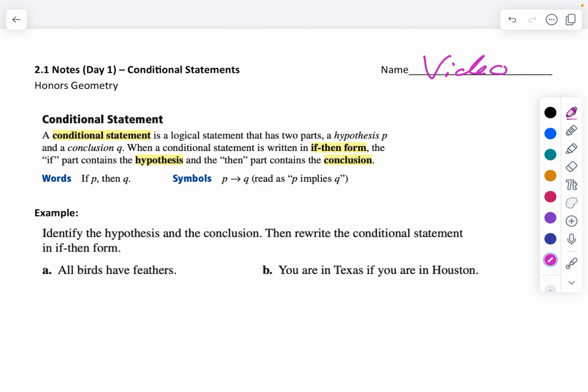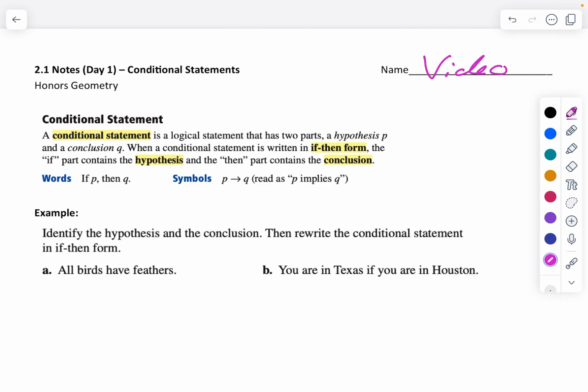A conditional statement is a logical statement with two parts. First of all, a conditional statement is if, then. If this, then that. And parents use this all the time. If you clean your room, then you can go out Friday night, right? And only if you clean your room can you go out Friday night. Well, the if part is called the hypothesis. The then part is called the conclusion.